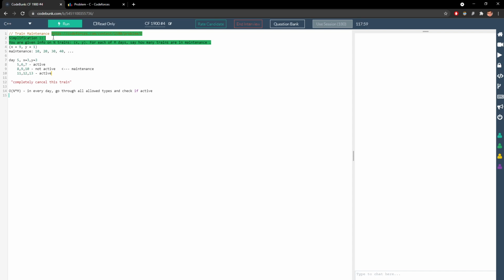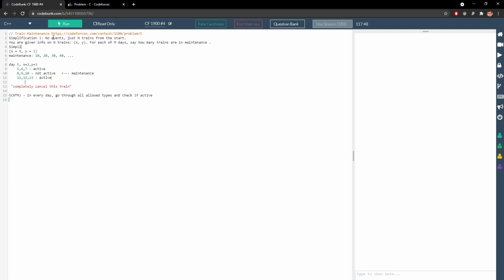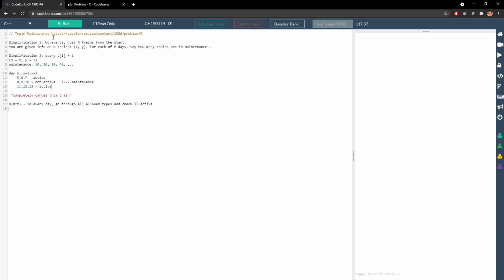Maybe not. Okay, simplification one was that there are no events, just n trains from the start. And simplification two is that every y_i is equal to 1. Every train marks something like those as maintenance days.